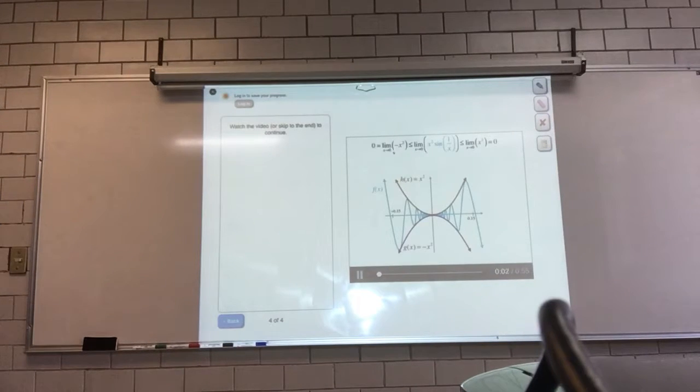Right. To find these outer limits, we can just plug in 0. The limit that we're trying to figure out is greater than or equal to 0, but also less than or equal to 0. That doesn't leave a whole lot of choices. It has to be 0.